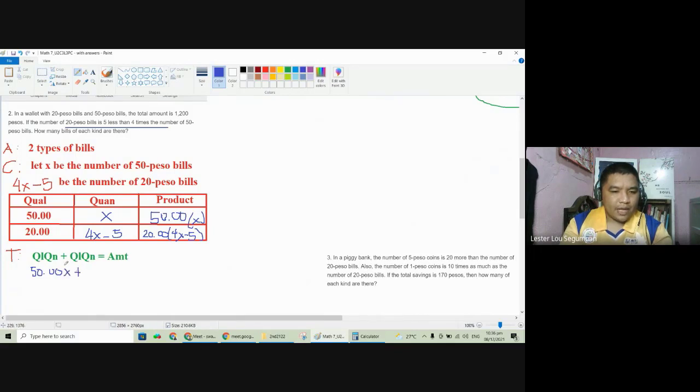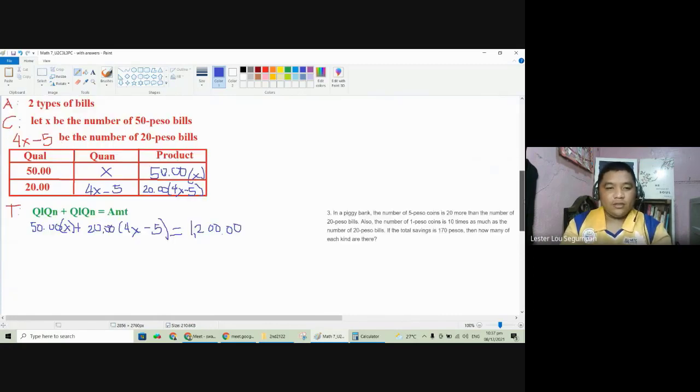50.00 times x, plus 20.00 times 4x minus 5. It must be equal to the total amount in the wallet, which is 1,200 pesos.